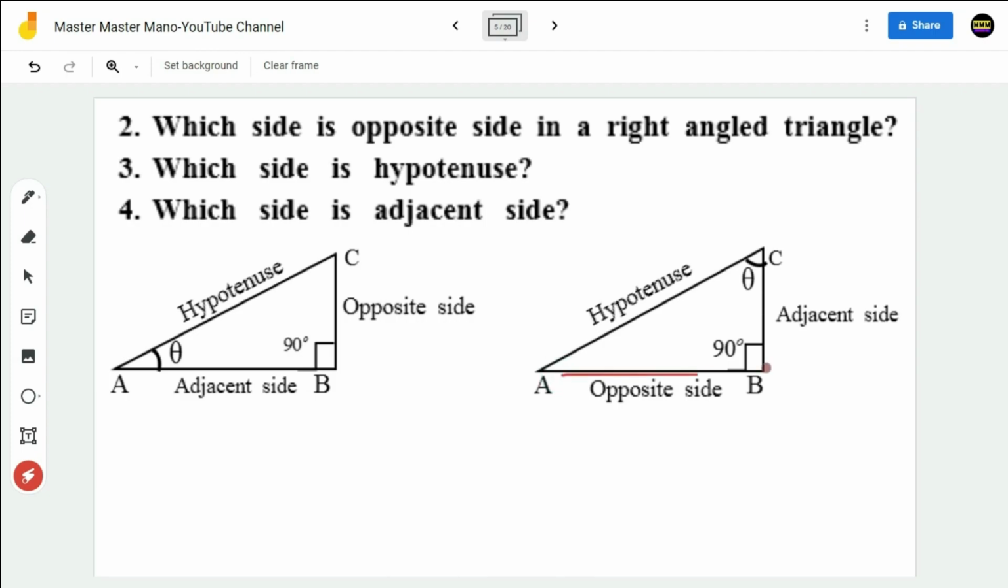Let us go to this triangle. In this triangle ABC, the side opposite to theta is the opposite side, that is the side AB is the opposite side. Then the side opposite to 90 degree is the hypotenuse, that is the side AC is the hypotenuse. After naming the opposite side and the hypotenuse, the third side BC is the adjacent side. Thus, from these two triangles, we learn that in any right angled triangle, the side opposite to theta is the opposite side, the side opposite to 90 degree is the hypotenuse, and the third side after naming the opposite side and the hypotenuse is the adjacent side.